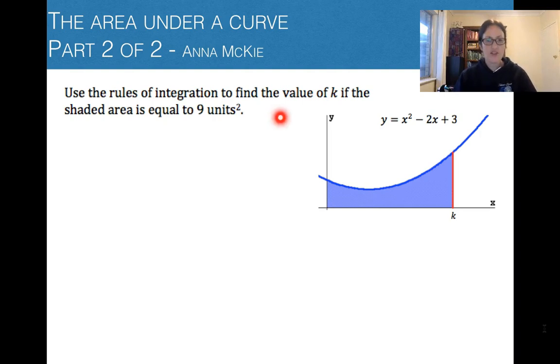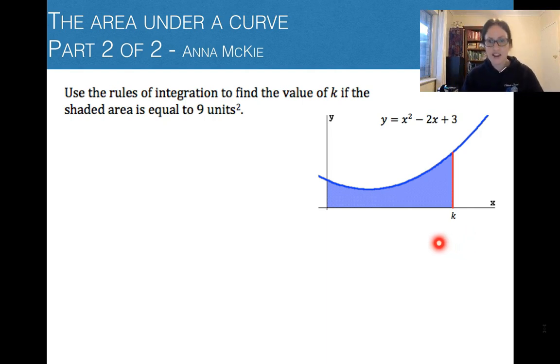So our first question is we need to use the rules of integration to find the value of k if the shaded area is equal to 9 units. So the area under the curve, we know that the answer is going to be 9 for this function here, but we don't know what that number is there. Now I'm all for using your graphics calculators to help you find out the answer, but the point is you don't know what the upper bound is, so you couldn't put that into your calculator. So you must know how to solve these by hand.